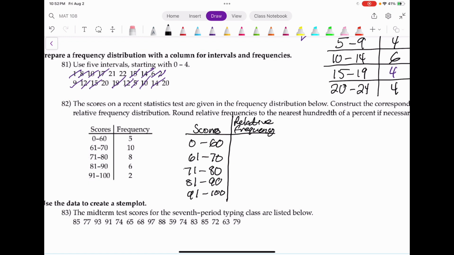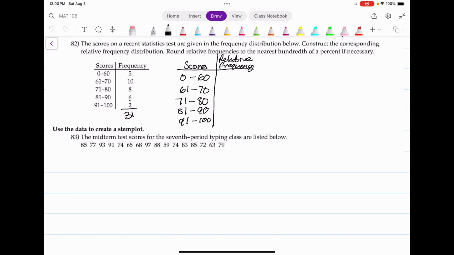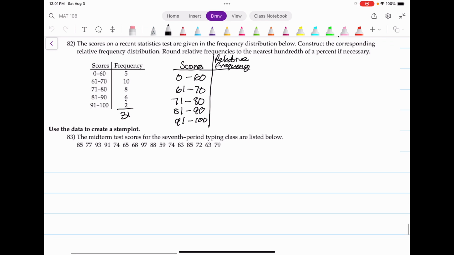So before we get started, let's just find the total of the frequency. That's 15 plus 8 is 23, plus 6 is 29, plus 2 is 31. So the sum of the frequency is 31. To find the relative frequency, we're going to divide each of the class frequencies by the total frequency.